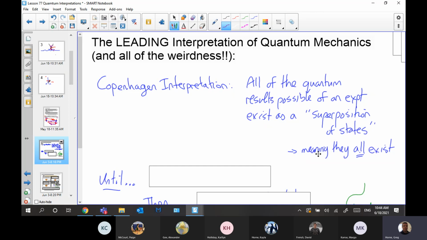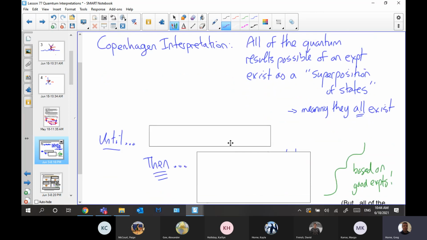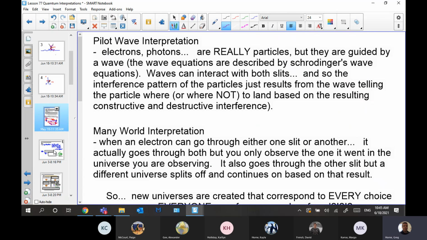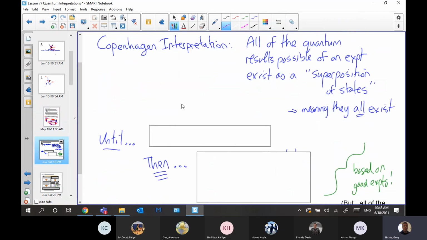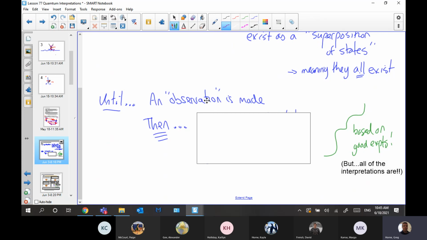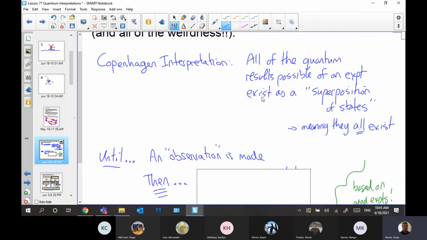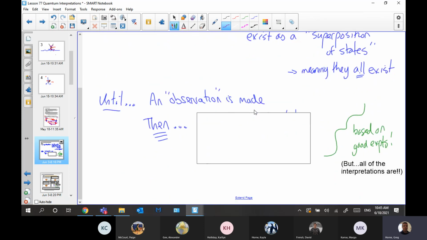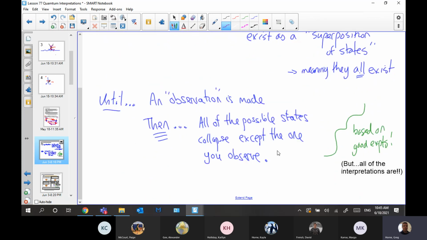So these two states all exist. It kind of relates back to this many worlds thing, I would say. There's subtle differences, but there's similarities for sure. In this one, we're talking about until an observation is made. The observation is that subtle difference between the two. That observing is a key part of this interpretation. So that's when all of the possible states collapse, right, except the one that you observe.